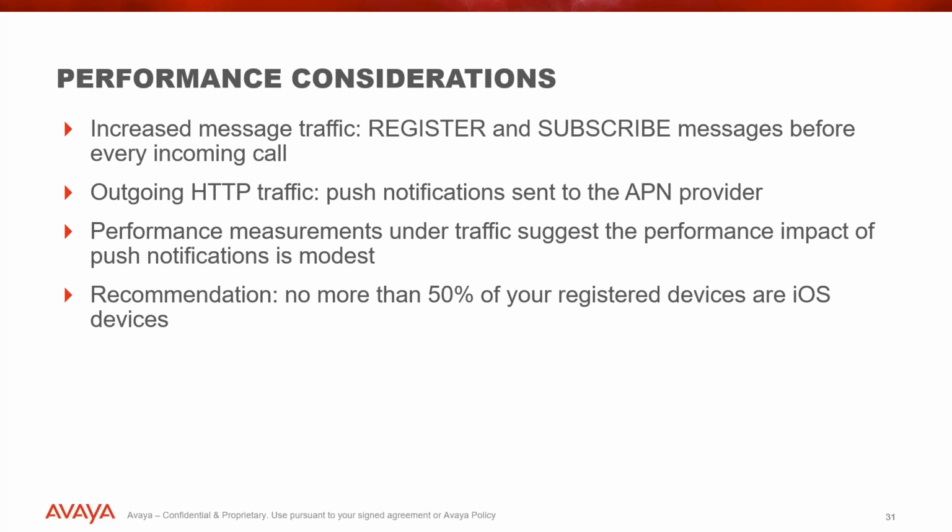There's also outgoing HTTP traffic, so these push notifications need to be sent to the APN provider, so that's a little extra processing that happens. Performance measurements under traffic suggest that the performance impact of these two factors, the increased registers and the outgoing push, is pretty modest. It's hard to put an exact number on it because everybody's environment is different. Everybody's traffic characteristics are different. But you're not going to see a dramatic increase in processor usage here. You're not going to see a dramatic increase in network traffic.